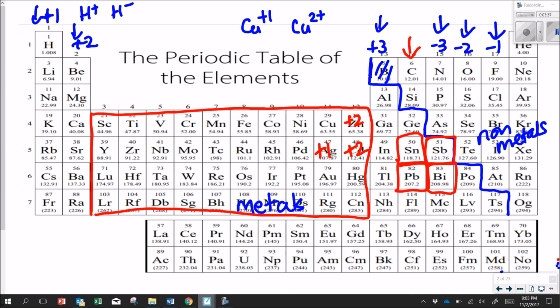So there you have your summary of the oxidation numbers of monovalent and multivalent ions.